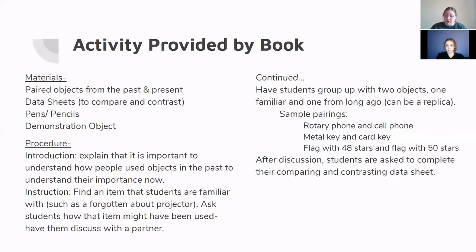After that, have the students group up with 2 or 3, and for each group provide a familiar object from long ago or a modern object, such as a rotary phone and a cell phone, a metal key and a card key, a flag with 48 stars and a flag with 50 stars. And after that discussion, students can complete their comparing and contrasting data sheet.